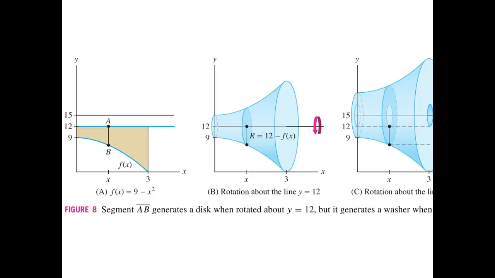And that's now a disk. Okay? It is a disk. The radius is 12 minus this, and then you're going to square that. 12 minus this would be 3 plus x squared, minus a minus is going to be, make that a plus, 3 plus x squared. That's what you're rotating about the line. So that's going around there from 0 to 3.